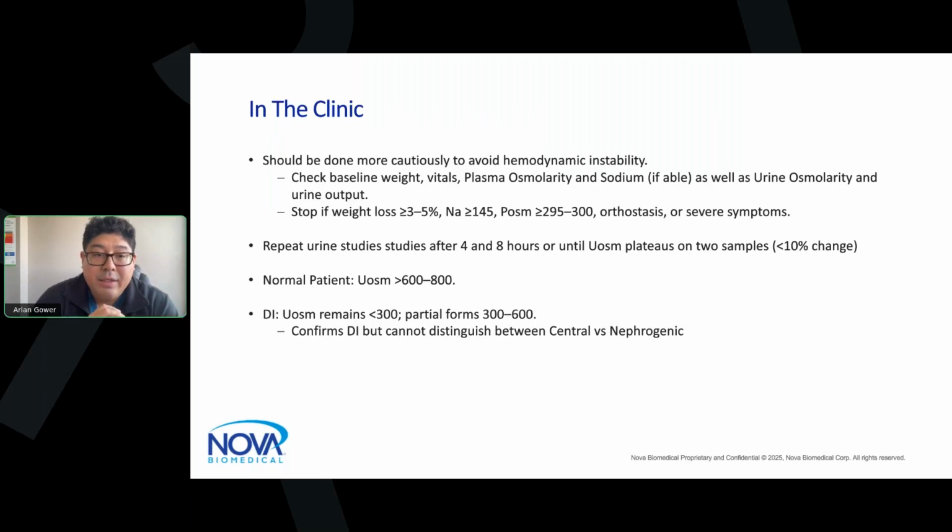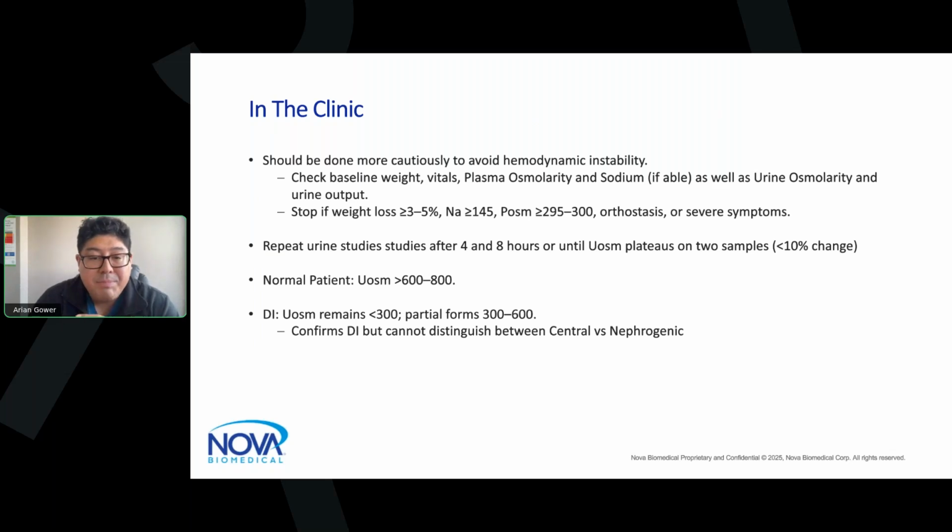In the clinic, it's a little different. As patients with diabetes insipidus can have high amounts of urine output, unlike the hospital setting, in the clinic, testing should be done with a little more caution. Unlike the hospital, hemodynamics are a little more challenging to monitor, and the patient who crashes in the clinic will be much harder to resuscitate and care for. In the clinic, it's important to check their baseline weight, their vitals, their plasma osmolarity if possible, their serum sodium if possible, and urine osmolarity and urine output.